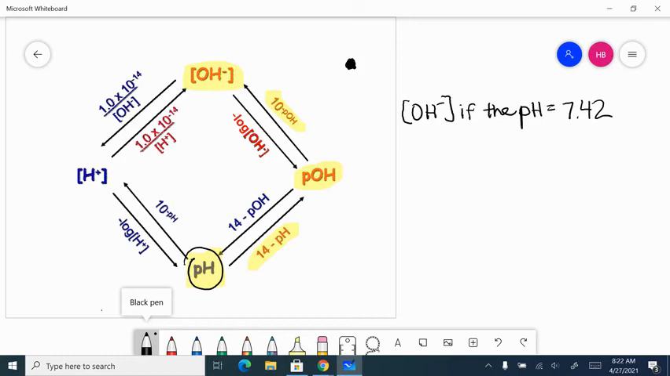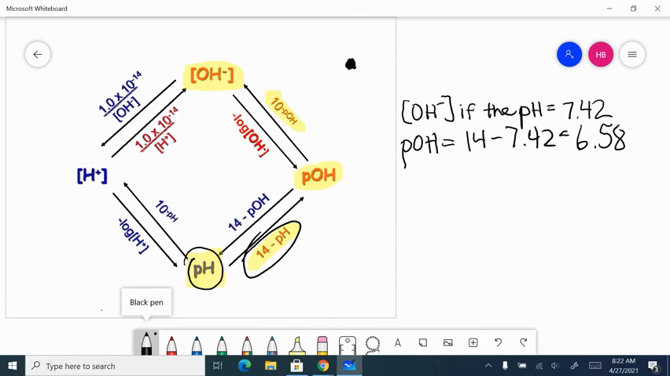So first thing I do is I say the pOH is equal to 14 minus the pH. So one of these is always going to be an easy calculation, which will be 14 minus. And I get 6.58. Now I have the pOH, and I'm going to go to the OH minus.